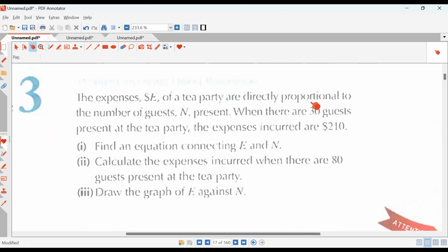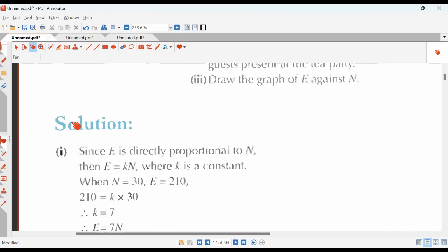The expenses E in dollars of a tea party are directly proportional to the number of guests N present. When there are 30 guests present at the tea party, the expenses incurred are 210. Find an equation connecting E and N. E is basically expense, N is number of guests.